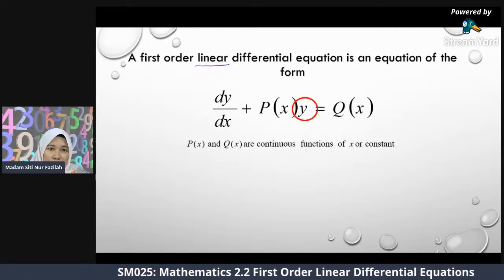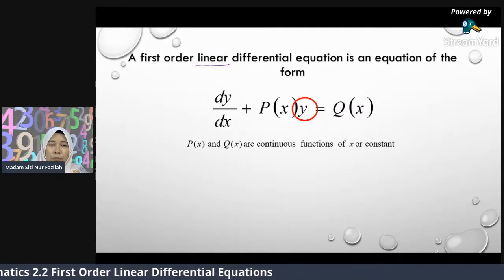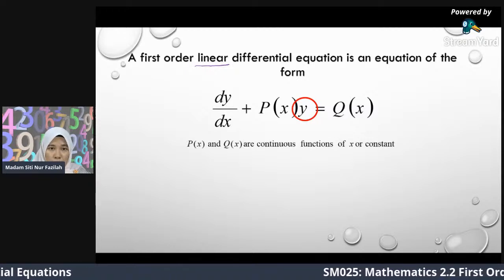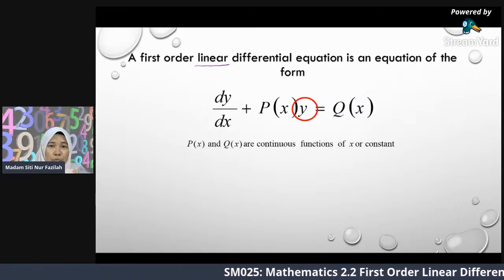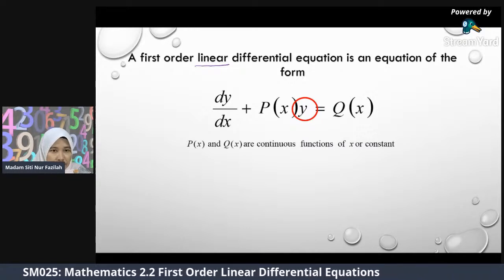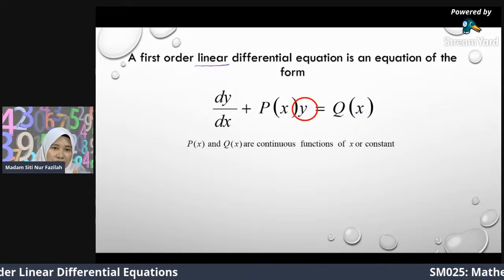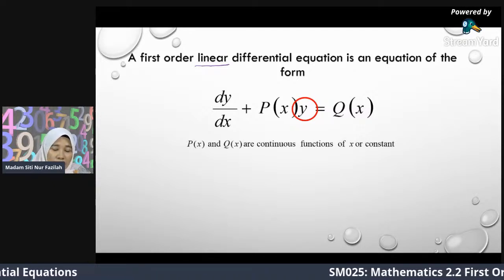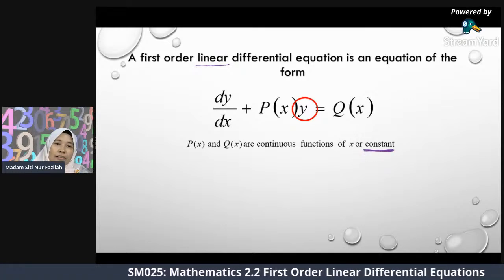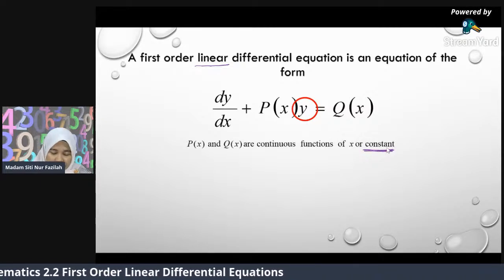Make sure you remember that the standard equation for linear is dy over dx plus p(x) y equal q(x). We must also know that function p(x) and function q(x) are continuous functions of x, or constants.